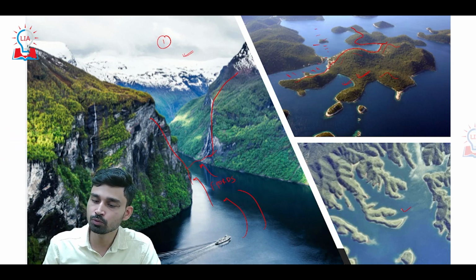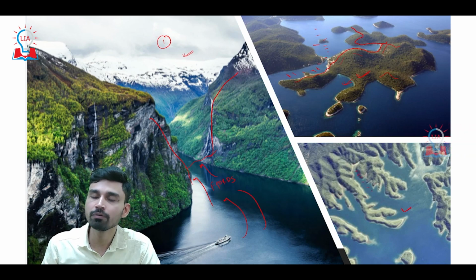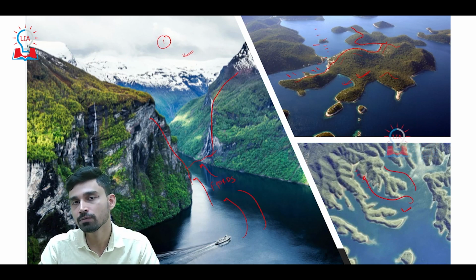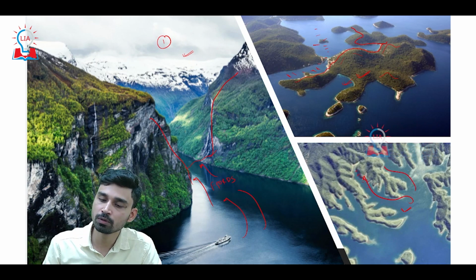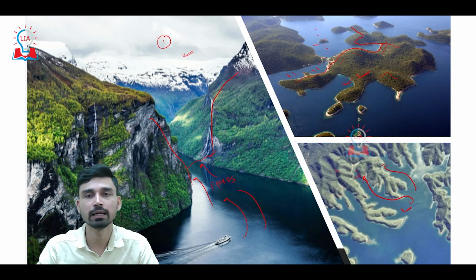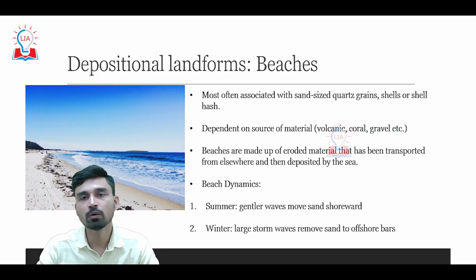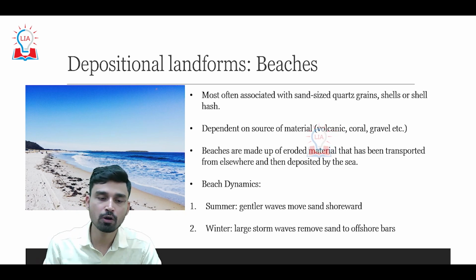The third picture refers to the ria, which is when we have inundation of river-carved valleys due to the intrusion of seawater, due to rise of sea level or the submergence of the coastline, leading to the development of ria landforms. Now coming to the main or most important topic of today's discussion, the depositional landforms.